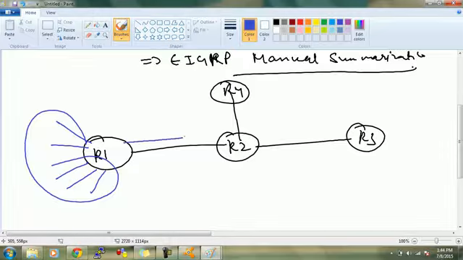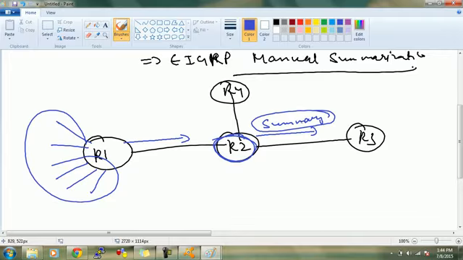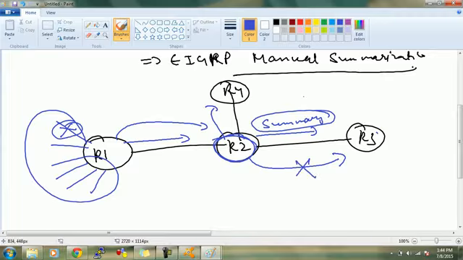R1 is giving these networks simply to R2. R2 is summarizing them and giving a summary to R3. This thing is clear. Now, there is a change in this particular network. So R1 will give the update to R2, but R2 will never give an update to R3. Why?